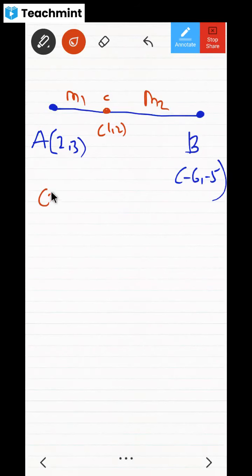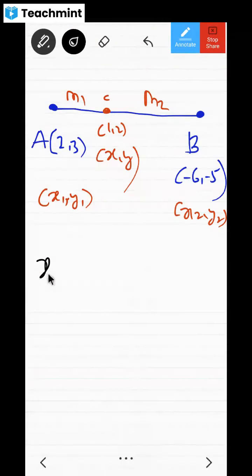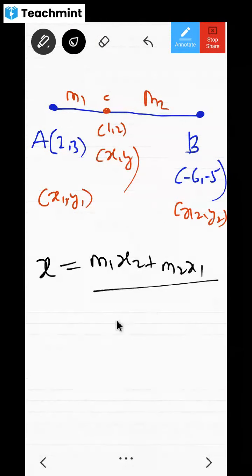Now, can I call this one as x1, y1 and this one as x2, y2 and this one as x and y? So this (1, 2) is x and y, no? Yes, sir. Now you have the formula for x. X is equal to, what is the formula? m1 x2 plus m2 x1 divided by m1 plus m2, right? You have this formula.